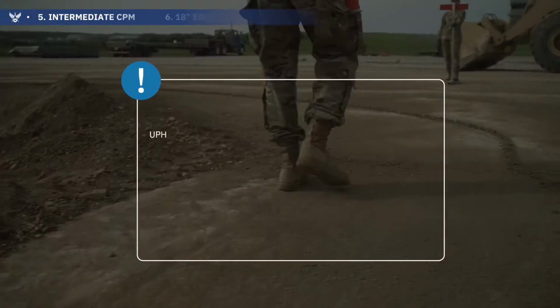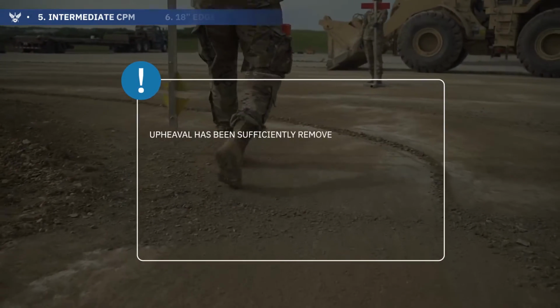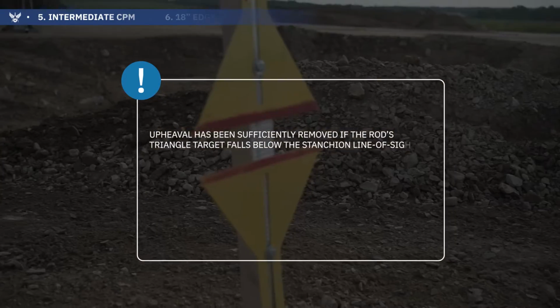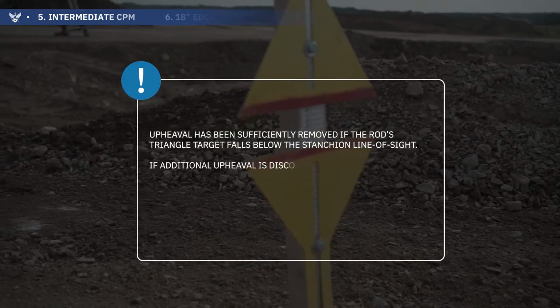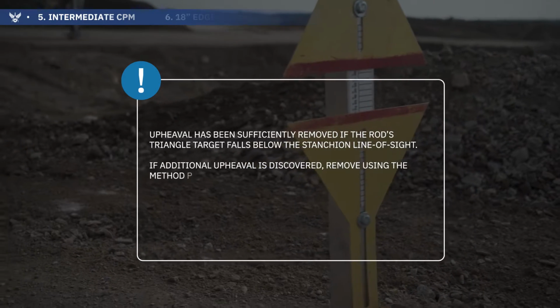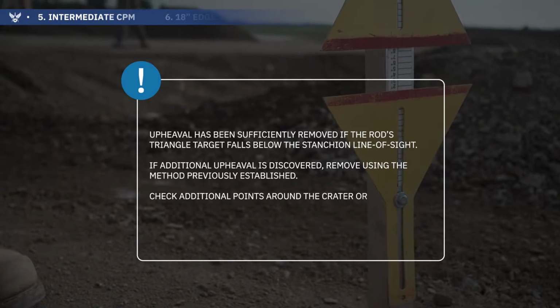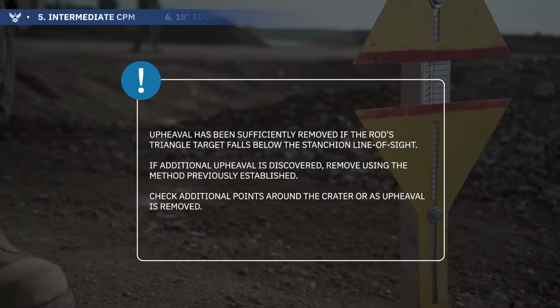Note, upheaval has been sufficiently removed if the rod's triangle target falls below the stanchion line of sight. If additional upheaval is discovered, remove using the method previously established. Check additional points around the crater or as upheaval is removed.